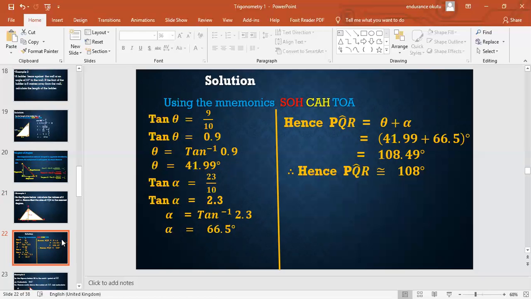Now, class, we are asked to find the angle PQR, that is the angle at Q. So the angle at Q is the sum of theta plus alpha. So summation of theta plus alpha, we now have 41.99 plus 66.5 degrees. So when we sum them, we have 108.49 degrees. We are told to put our answer to the nearest degree. So to the nearest degree, the angle PQR is approximately 108 degrees. All right, class.